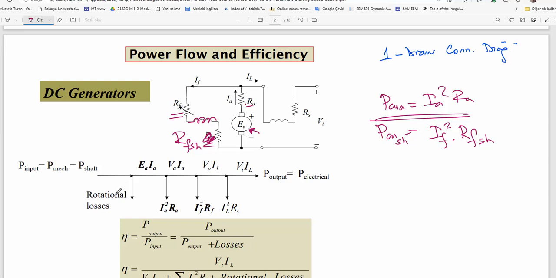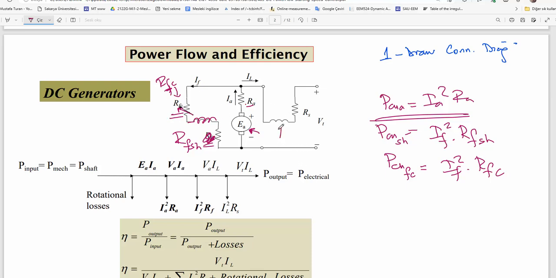And here is a rheostat to control the field circuit current. So there is a loss, copper loss again, or joule loss, on this resistance. Here it is the field controller: IF squared times RF controller, field controller rheostat. It is not necessary, but we generally use such a simple control element here.